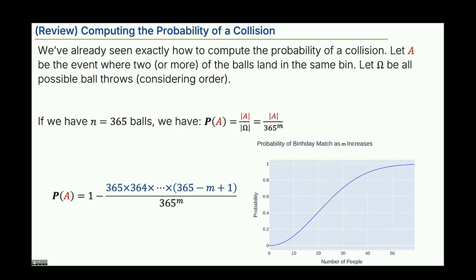I will note that in that previous lecture, m was used for what we call n here, and n was used for what we call m here. So if your brain short circuits, that's why. But m is always the number of draws or balls today, so number of people.